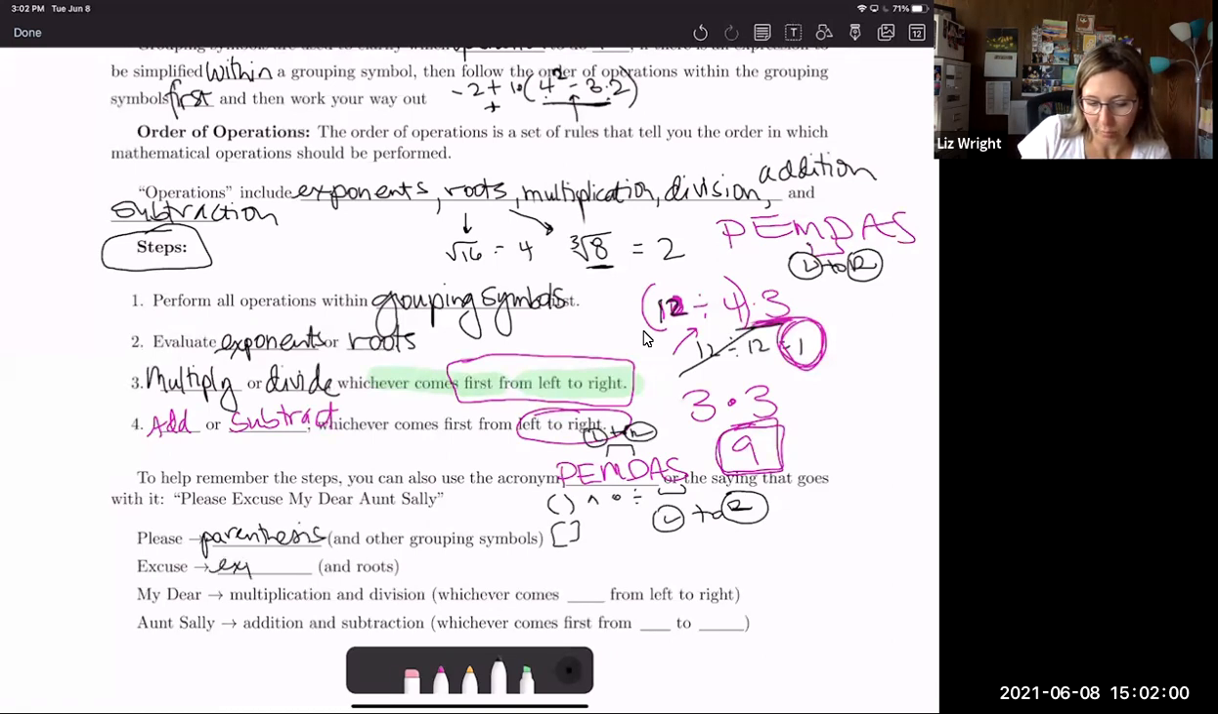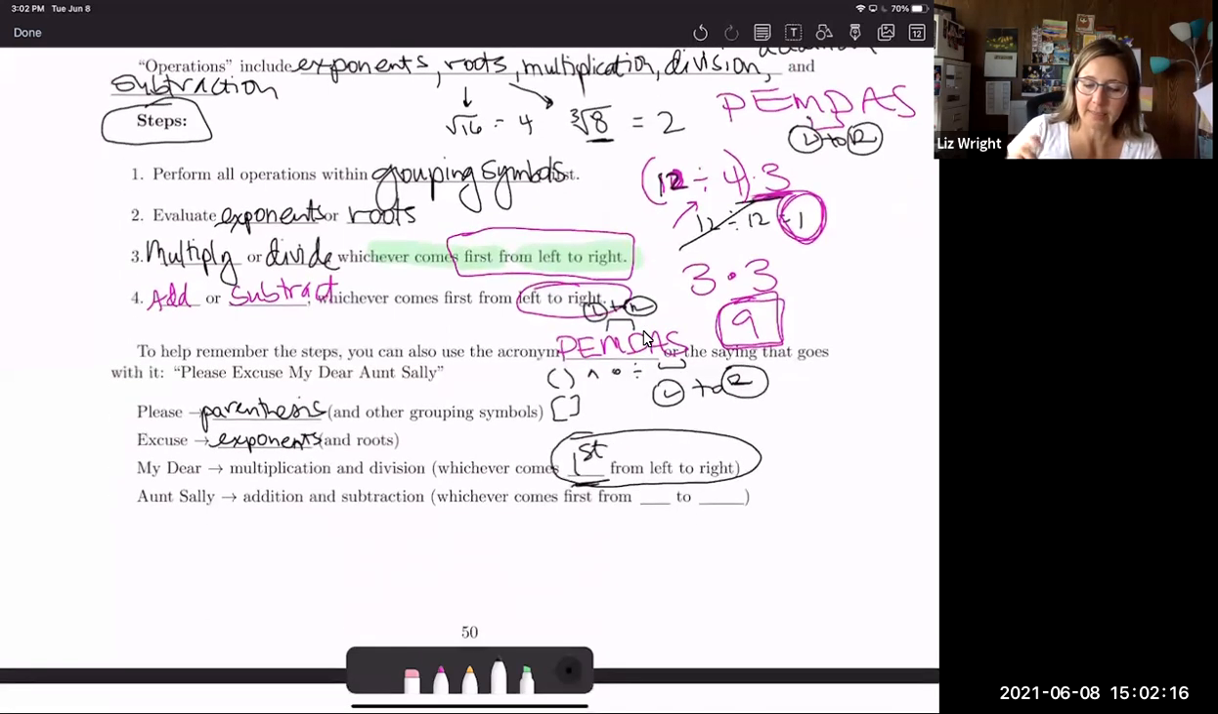Exponents and roots. See how this acronym misses some of these operations? So I don't love it, but oh well. My Dear, which is multiplication and division, whichever one comes first. So important. That's why we're writing it again. Aunt Sally, addition and subtraction, whichever one comes first from left to right.